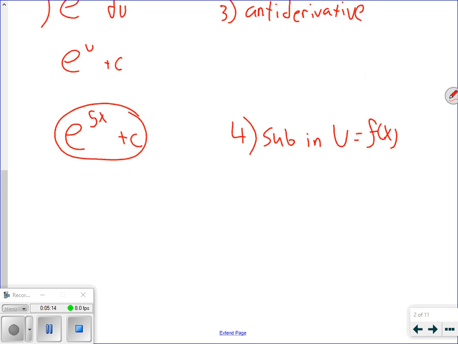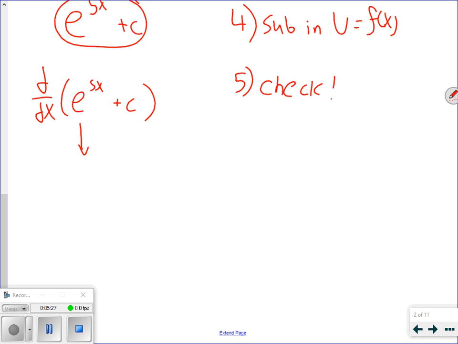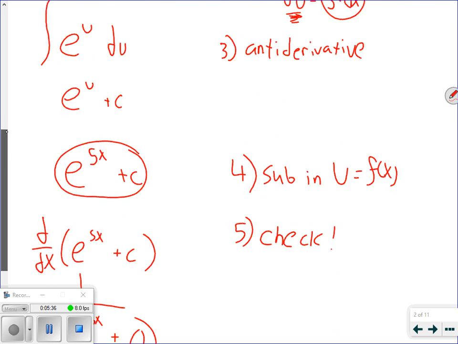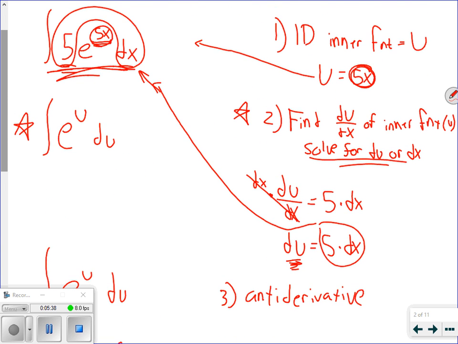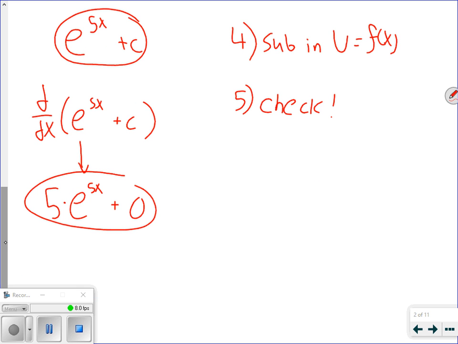And that's my integral. Now, if you want to do an additional step, I don't do this often, but we can always check our work here. The derivative of e to the 5x plus c, well, of e to the 5x is e to the 5x times 5, and the derivative of c is 0. If we look at the very top of the problem here, that's what we started with, 5e to the 5x.